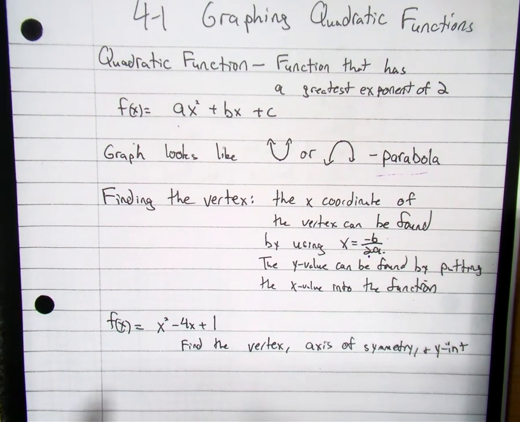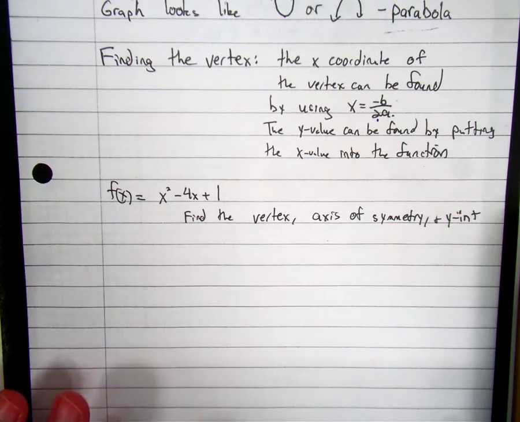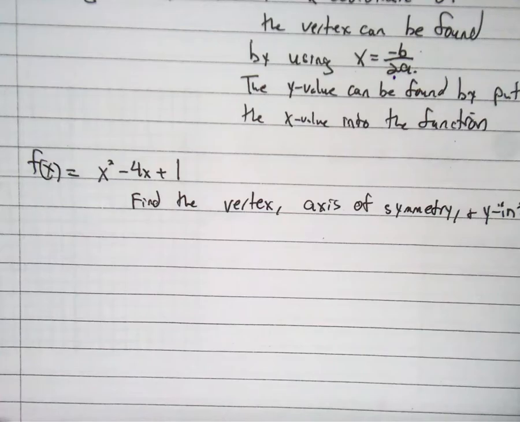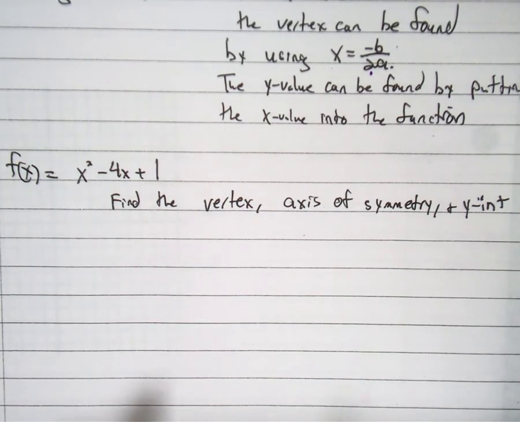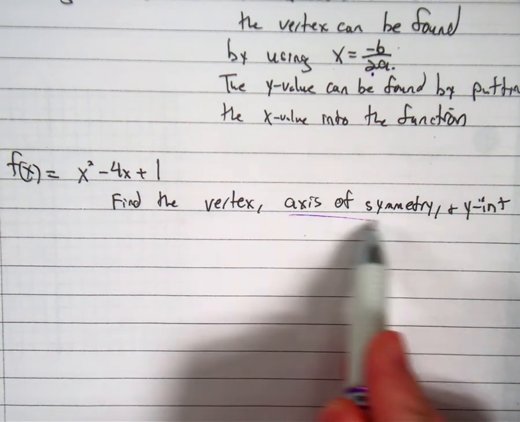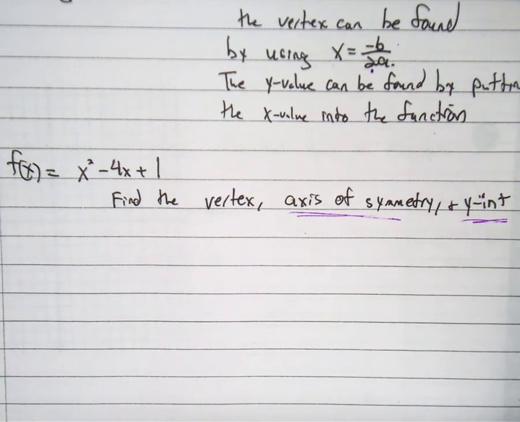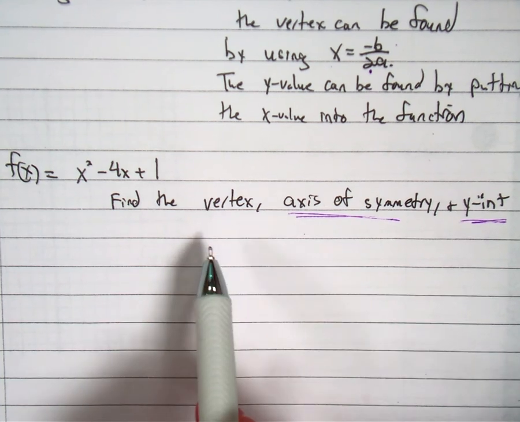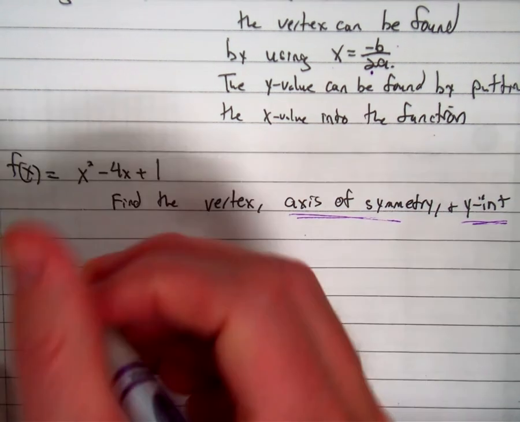Okay, so we've got a little example problem here. Hopefully it's not too bad. Find the vertex, the axis of symmetry, we'll talk about that, and the y-intercept. We'll start by just getting the vertex.